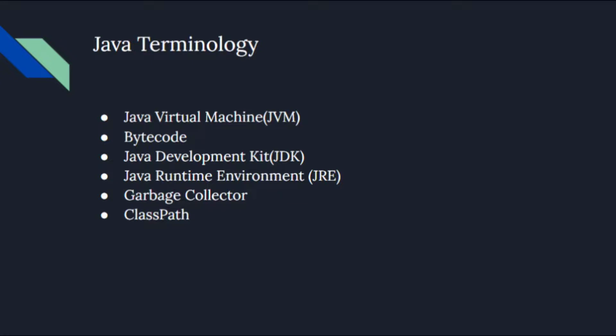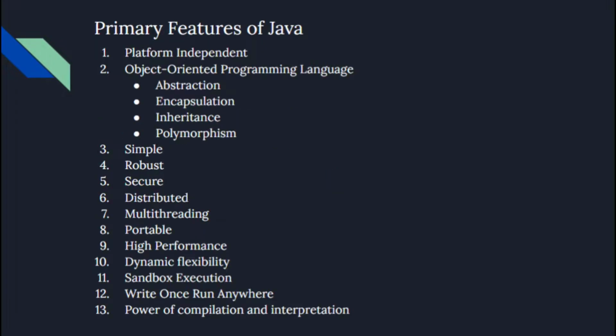So, what about the main or primary features of Java? Number 1. Java is platform independent. The compiler converts the source text file to bytecode, then the JVM executes the bytecode generated by the compiler.